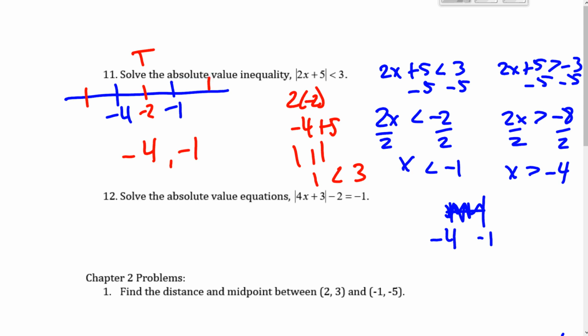And here I'm going to use parentheses because it's just less than. So because it's less than and not or equal to, it's just parentheses. So that's our answer. So from -4 to -1, all the answers in between there.